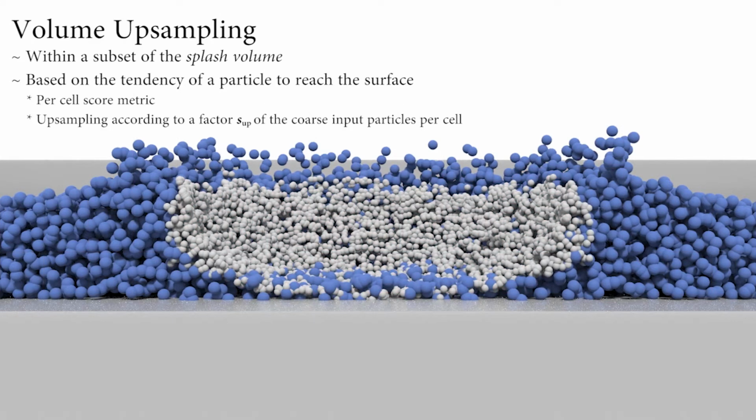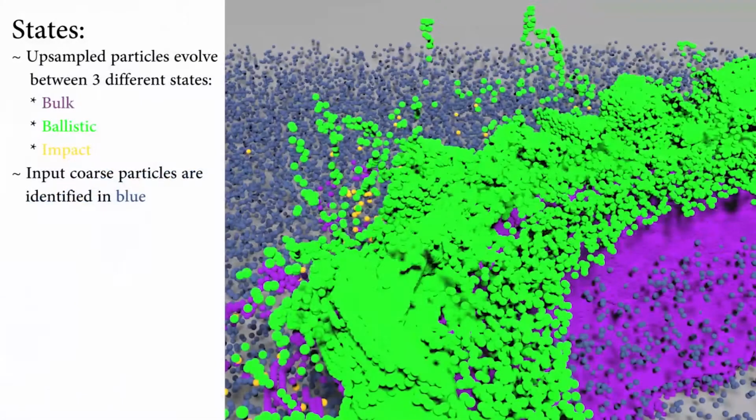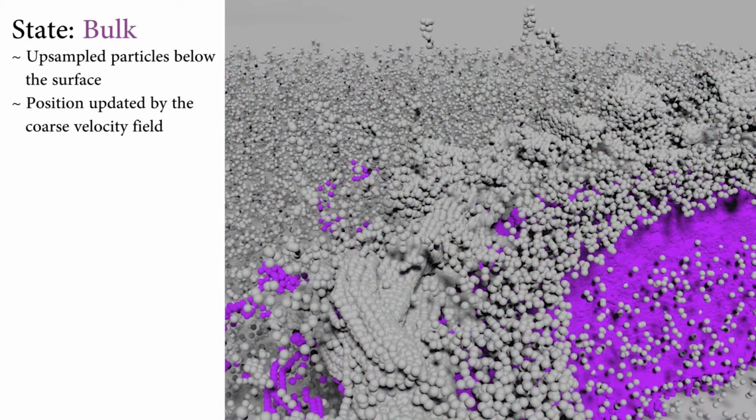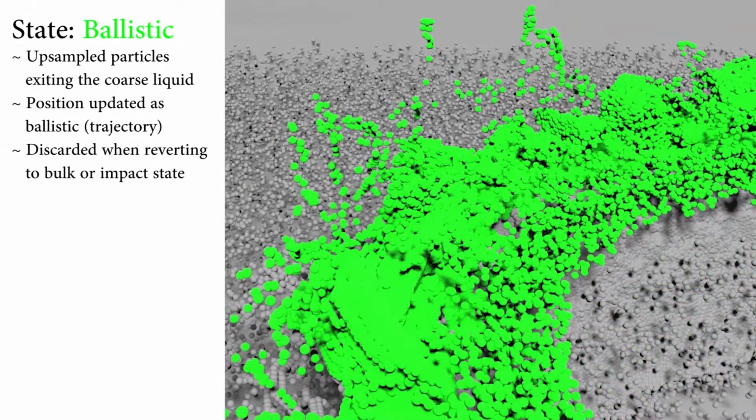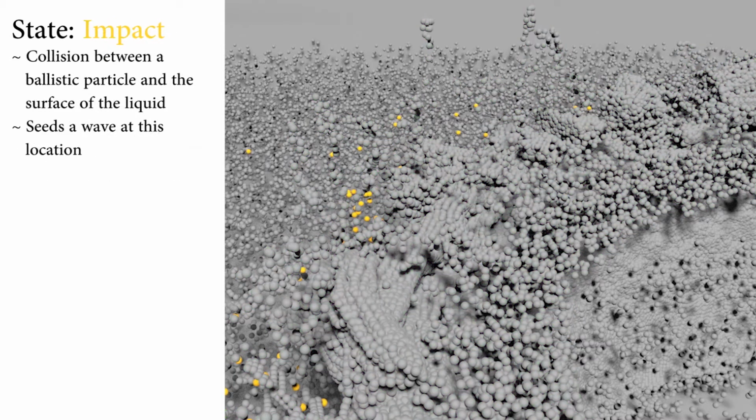We upsample particles inside selected cells of the splash volume. The upsampled particles evolve between three different states. Bulk is the initial state of the upsampled particles. The particles are flagged as ballistic as soon as they leave the low-resolution liquid interface. The impact state is triggered when the ballistic particle intersects back with the coarse liquid interface.